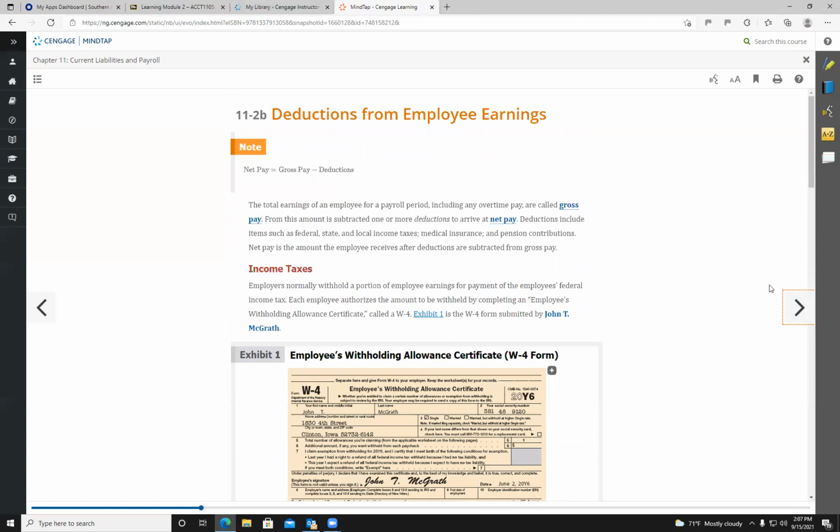Now, we have deductions from employee earnings. Have you heard the terms gross pay and net pay? Sometimes I'll ask you, what is your gross pay, which is your pay before taxes or your pay before deductions, right? So gross pay would be that 1,462 that Mr. McGrath earned, because that's what he earns before any deductions came out. After deductions are taken out, that's what we call your net pay, also called your take-home pay.